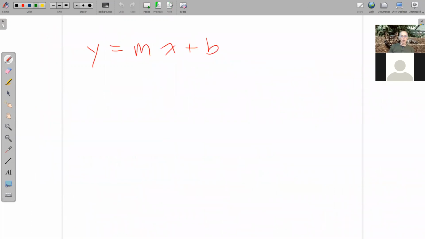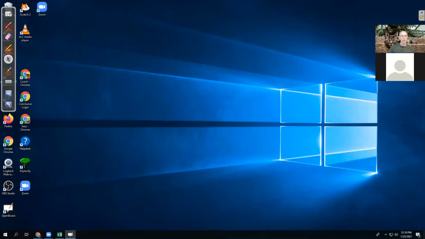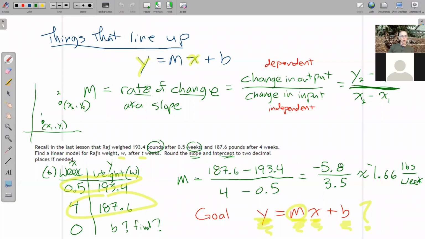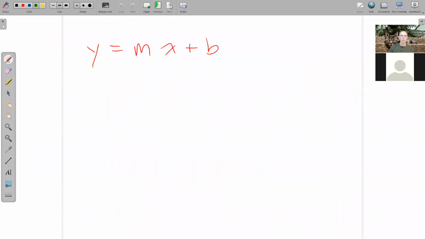All right, so I lost track of what I was going to write. 187.6. All right. So Y is 187.6. M we just calculated to be about -1.66. And X, that was 4 weeks later, we had that weight. Once I plug in the X, the Y, and the M, I can now solve for B.